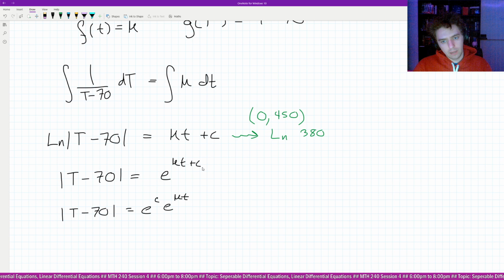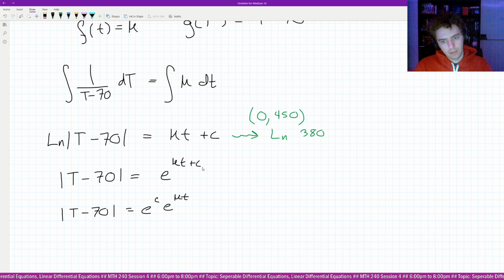Now we just have to figure out what k is, because technically T is a function right now of k and t. So k we can figure out by putting in another value that we know, which was at 10 minutes. At 10 minutes, we were at 430 degrees. So 430 equals 380 e to the k times 10 plus 70, and now we just solve for k.